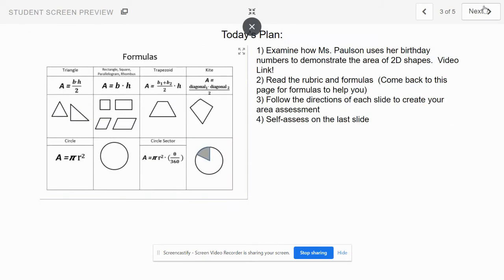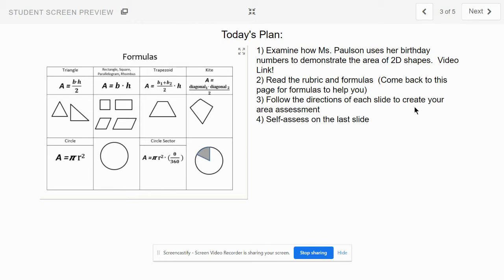Next, here is the plan. Right now I'm creating this video, but you will watch this video to see how I use my birthday numbers to demonstrate area. Here are the formulas that we will use that we've generated in our class. And then you'll also read a rubric. Come back to this slide anytime you need to use these formulas, or you can use your notebook.